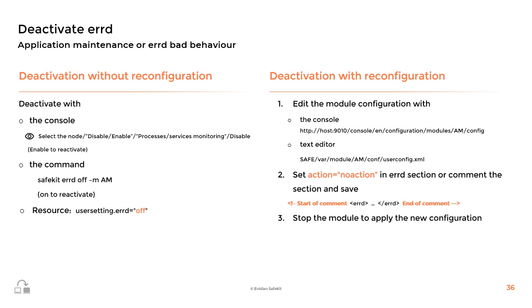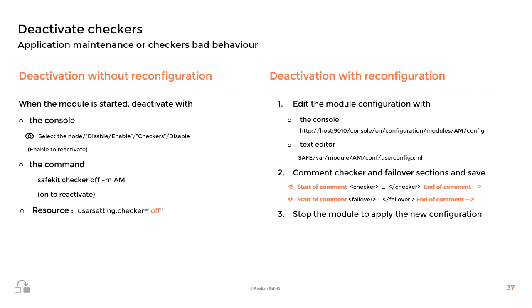Then, you need to stop the module, distribute the userconfig.xml on all nodes, reconfigure the module on all nodes, and then restart the module. All these operations are simpler to perform using the console. In the same way, for maintenance operations that require stopping the application monitored by SafeKit, it may be necessary to disable checkers to avoid an automatic restart triggered by them.